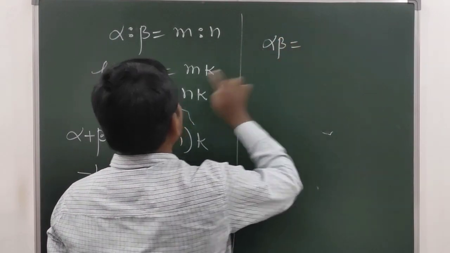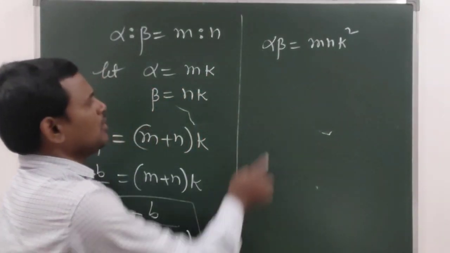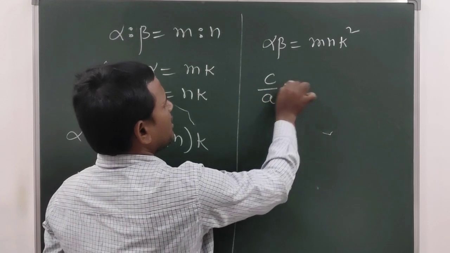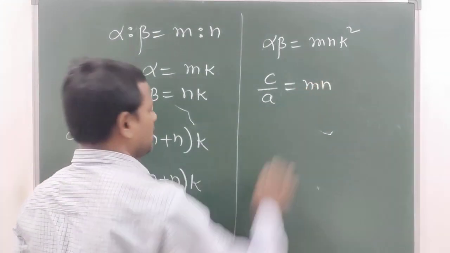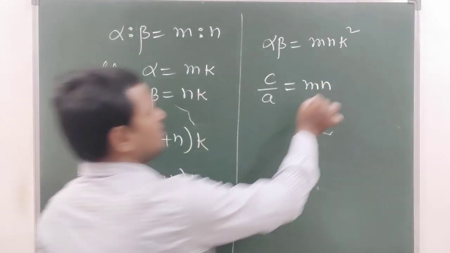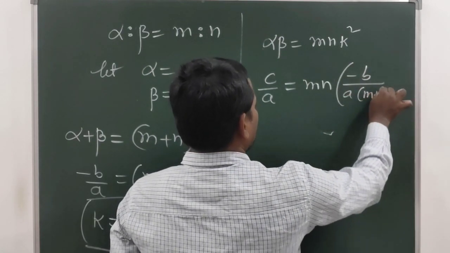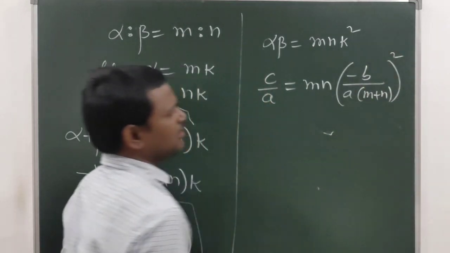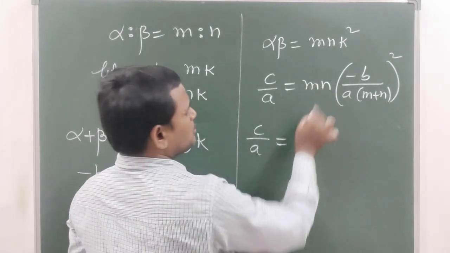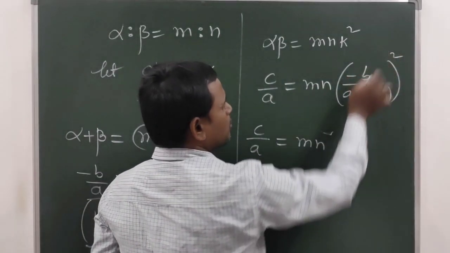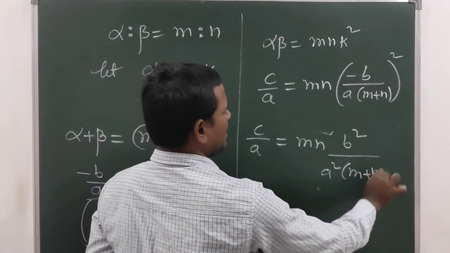Alpha beta is equal to m into n, k square we will get. Now the product of the roots, as we know, is c by a, equal to m into n. Here we found the k value, so substitute this value over there. When you substitute this value, what do we get? Minus b by a of m plus n, whole square. Now go for simplification. C by a is equal to mn into, since minus power 2 becomes positive, b square by a square of m plus n.